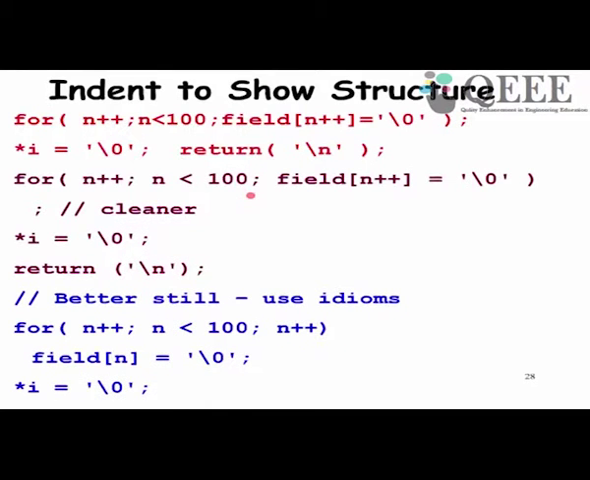And also we need to indent to show the structure. For example, just look at this code. There is a null statement here, and we just wrote a semicolon here. But it may be a good idea to write the semicolon on its own line, as this indicates that there is a null statement. Otherwise, it can be missed, and somebody may confuse that it will execute. So this explicitly shows that the statement to be executed for the for is a null statement.